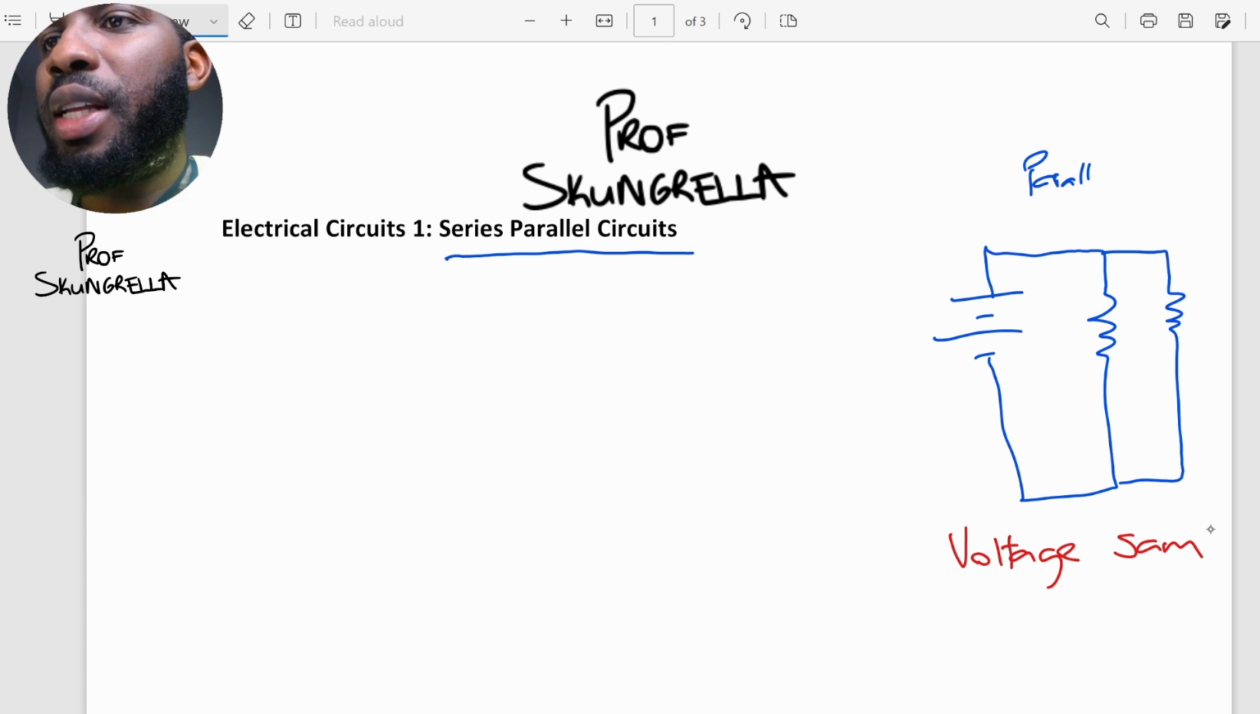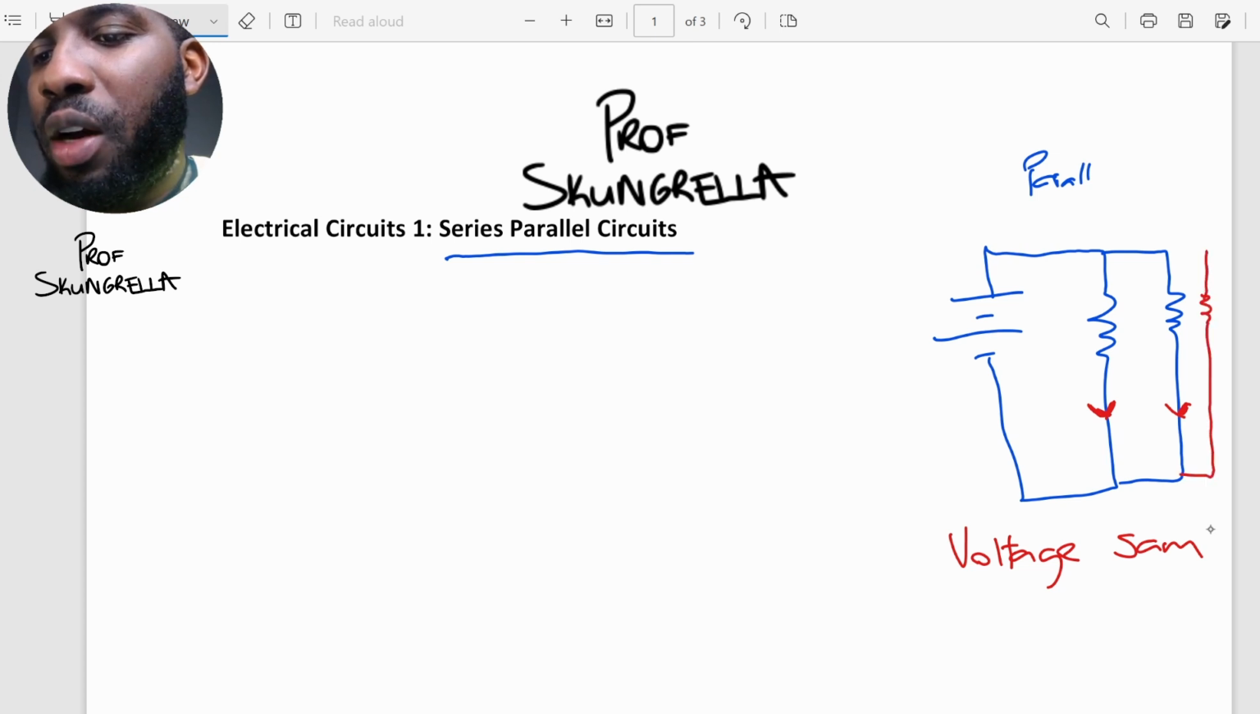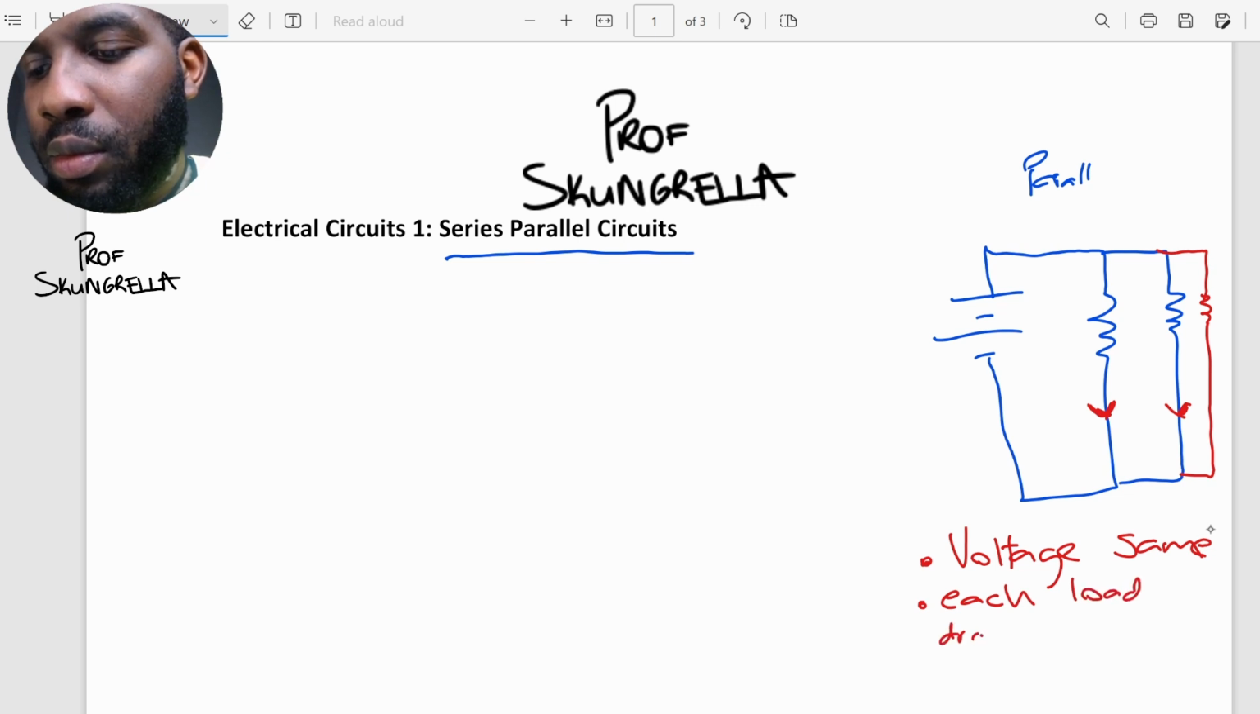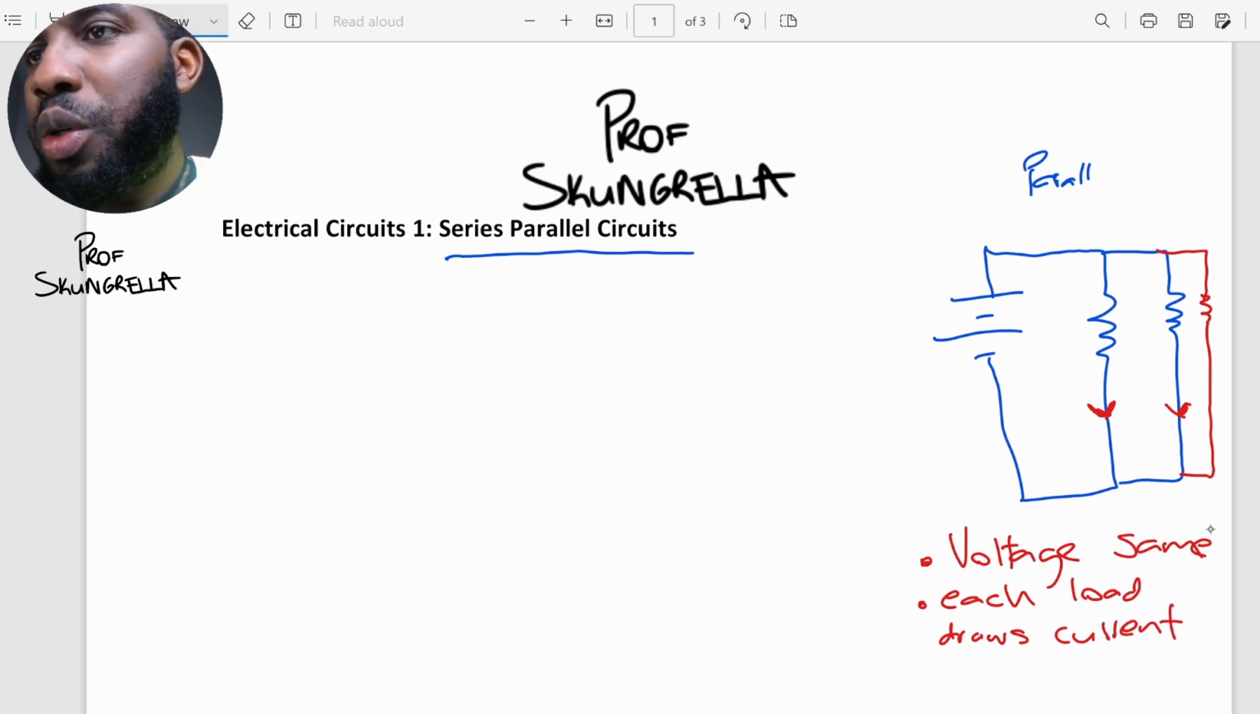And we also said that we can calculate the current for each resistor, right? So the current going in the resistor is based only on Ohm's law. So each resistor will draw its own amount of current. So if you add another load here, it's going to draw its own amount of current based on Ohm's law. So we said the voltage is the same, and each load will draw its own current.